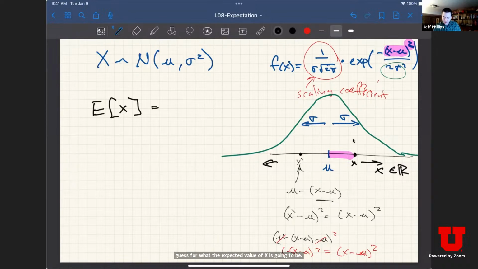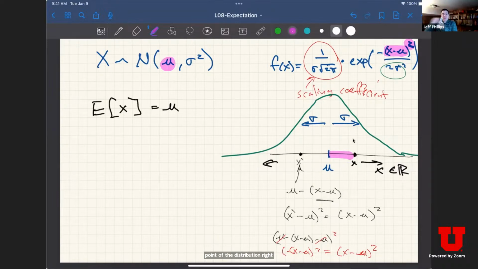Yeah, so it's just going to be mu, right? It's going to depend on these parameters, and it does not depend on sigma. It only depends on mu. It's because it's symmetric. That's going to be the balancing point of the distribution, right? Because it's going to have equal mass on either side.